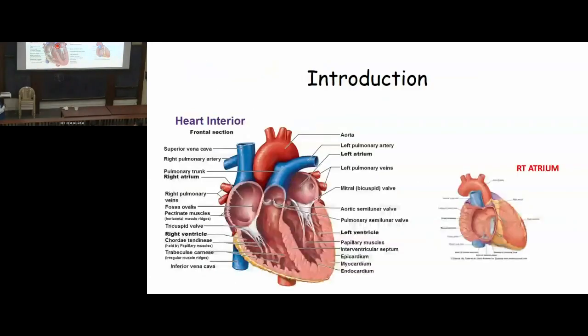So the heart interior, all of you know. This is the right atrium. This is the right ventricle. This is the left ventricle. What is this? This is the annulus. This is the annulus. This is the annulus, that is the valve, mitral. All these valves are nothing but part of the fibrous skeleton of the heart.